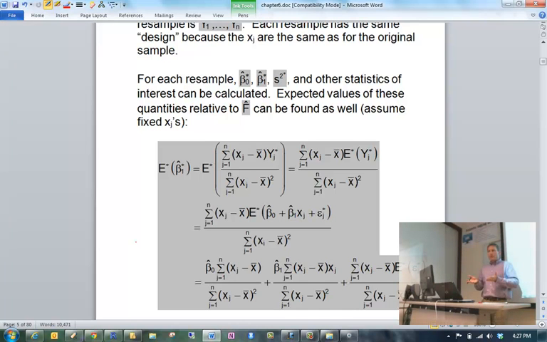Now for each resample, then you could estimate the model. Get like a beta hat 0 star, beta hat 1 star, get an S square star, as you might expect. How about we find some expected values, similar to what we first were doing back in Chapter 2. So let's see what the expected value star of beta hat 1 star is relative to this resampling procedure.